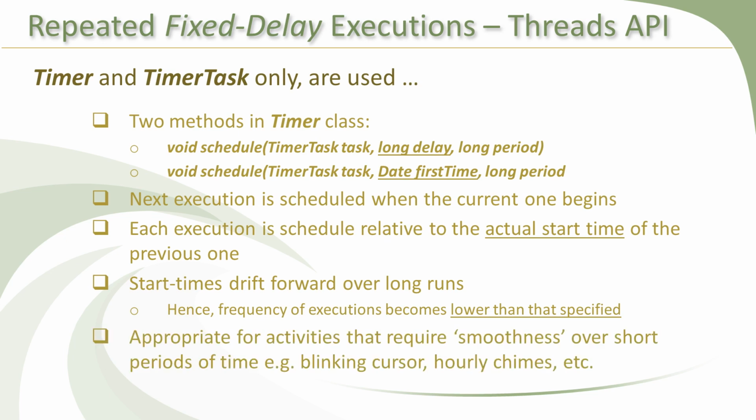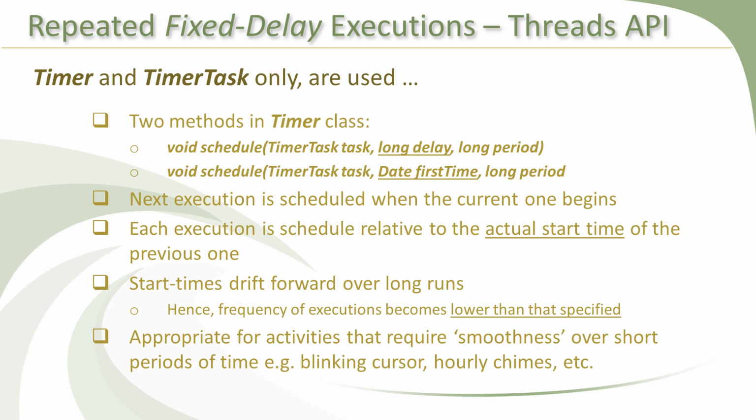Now, the fixed delay execution is appropriate for recurring activities that require smoothness. An activity appears to be smooth to the human eye if its frequency stays relatively constant in small runs. So, this scheduling is appropriate for activities like blinking a cursor at regular intervals and automatically repeating a character as long as a key is held down.